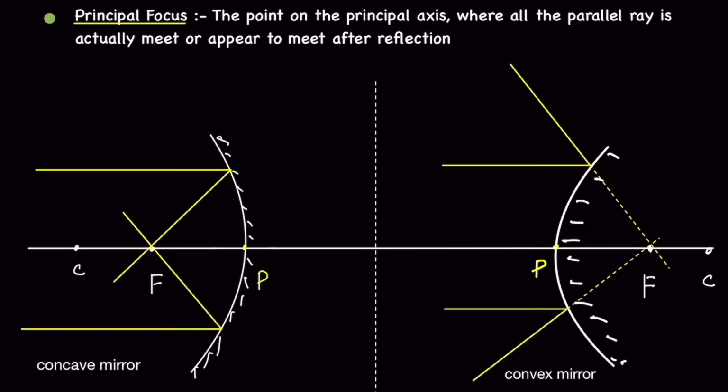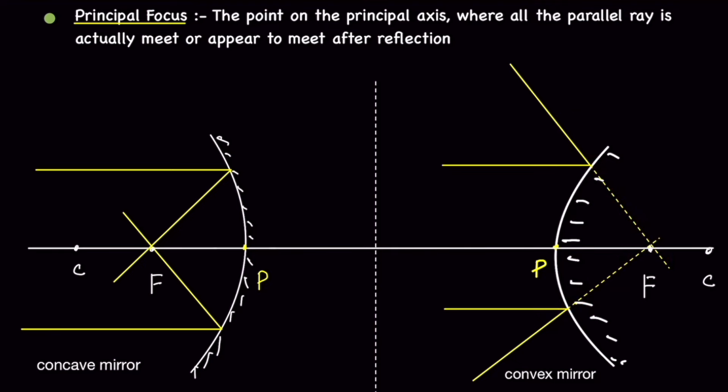Same concept we will understand with the convex mirror. Here is the incident ray, this is the normal, this is the reflected ray. Same thing, here is the incident ray and this is the reflected ray. So in this case, the reflected ray will form a virtual image. The reflected ray will pass through the non-reflecting surface and meet at a point on the principal axis. This point is called the principal focus.